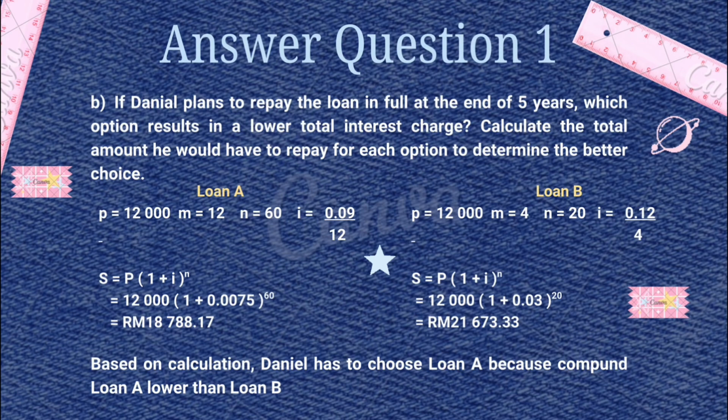Using the same formula, the total amount for loan B is 21,673 ringgit and 33 cents. In conclusion, based on the calculation that I have done, Daniel should choose loan A because the total compound is lower compared to loan B. This means loan A is more cost effective and results in less interest paid in general.